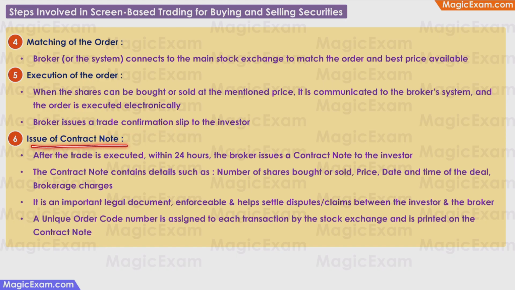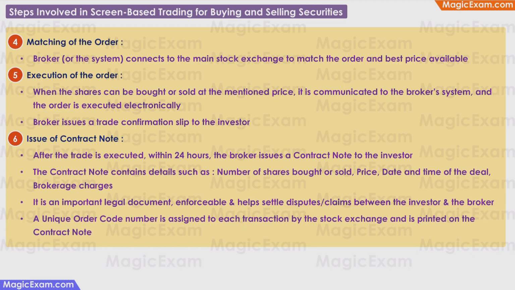Next is the issue of the contract note. After the trade is executed, within 24 hours, the broker issues a contract note to the investor. The contract note contains all such details such as the number of shares bought or sold, the price, the date, the time of the deal, the brokerage charges, etc. This is a very important legal document which is legally enforceable because it is like a contract and it helps settle any disputes or claims between the investor and the broker.